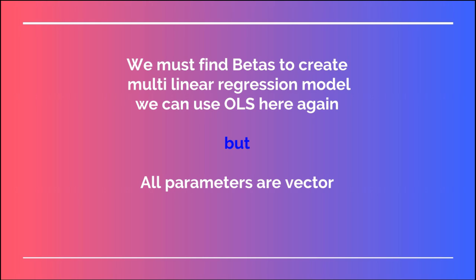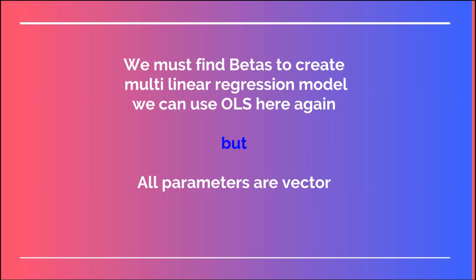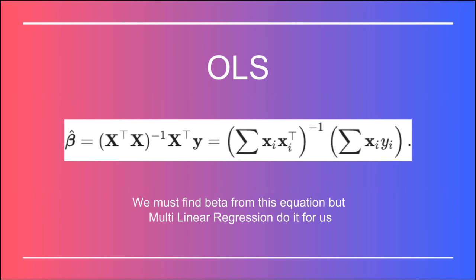We can use OLS here again, but all parameters are vectors. You can find beta from the OLS method. The beta formula can be written as follows. We must find beta from this equation, but the multilinear regression does it for us, and the Python code does it for us, and it is very good.